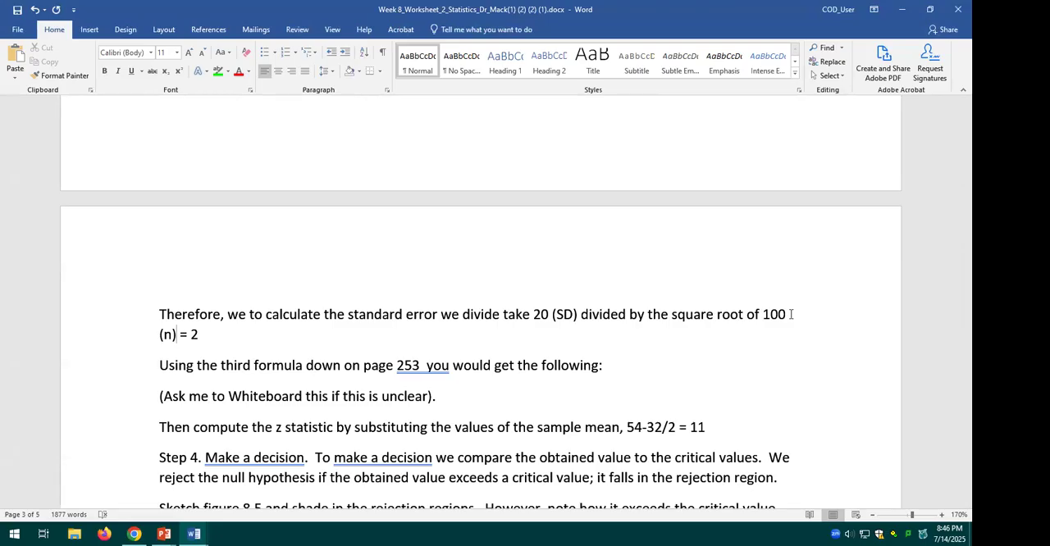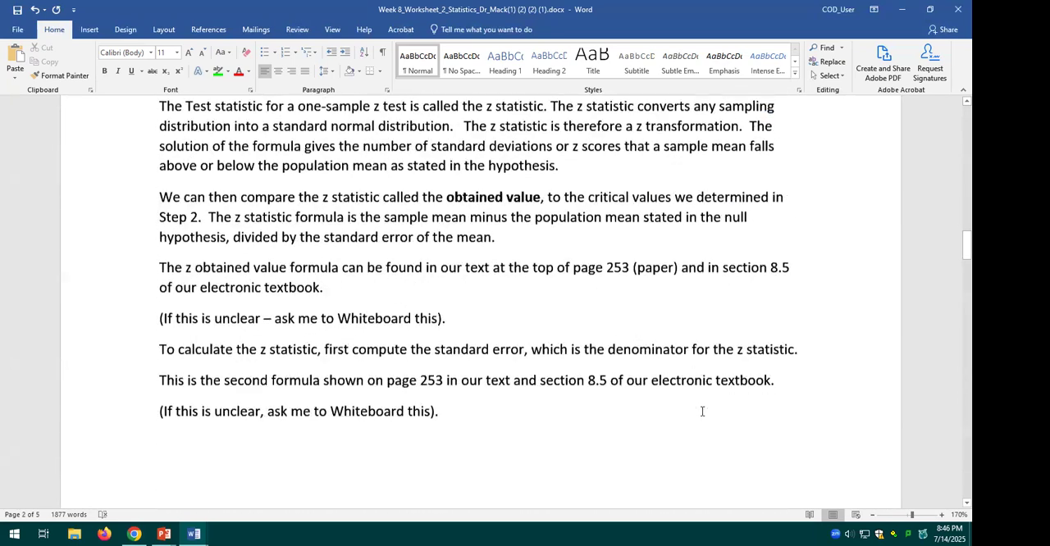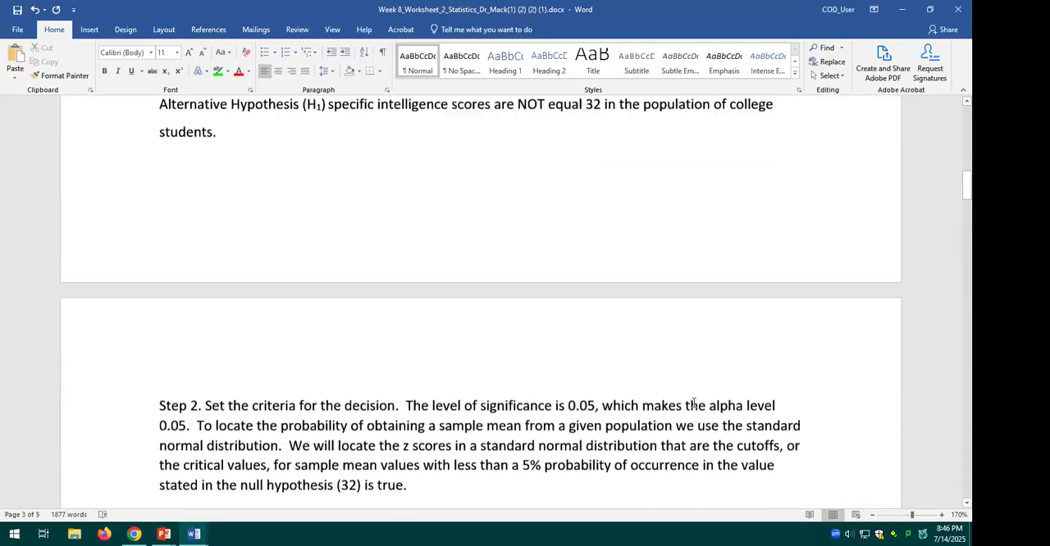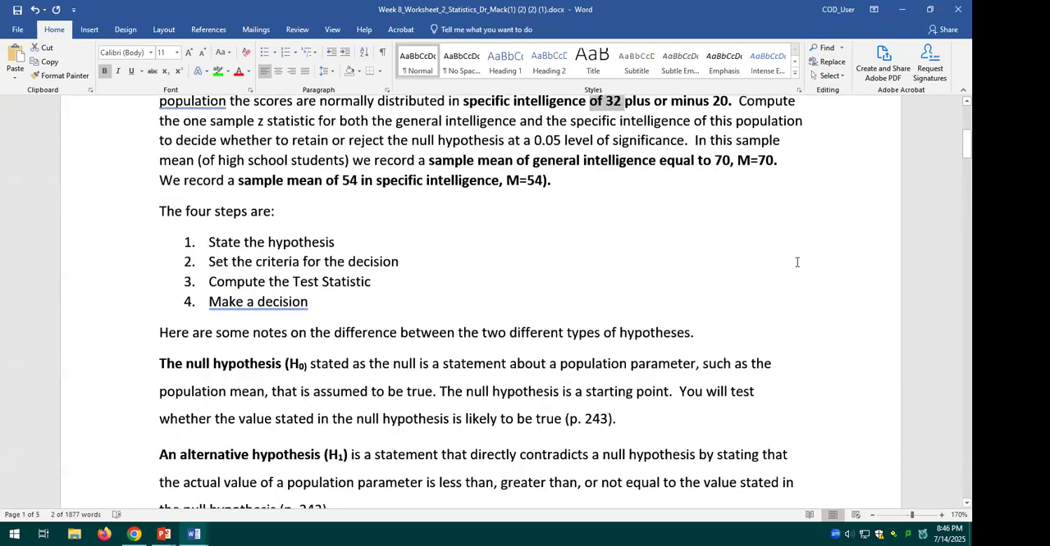So then we do the Z value where we plug it in, Z obtained value, the new mean, which is going to be our sample minus our population mean over the standard error. So that's 54 minus 32 divided by 2. Where did that come from? Well, if we scroll back up, 54, that's our sample mean, minus the original 32 population mean, divided by the standard error, which was 2.